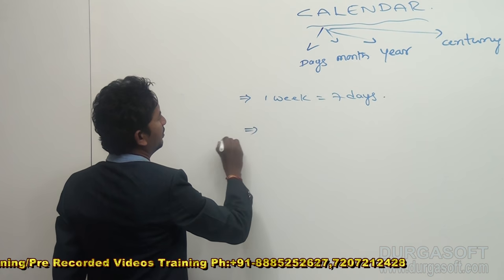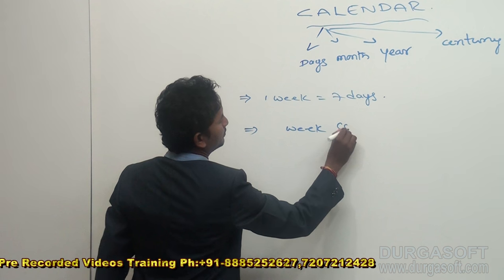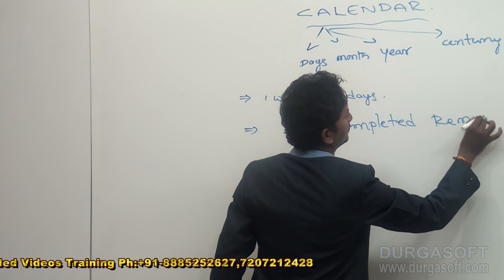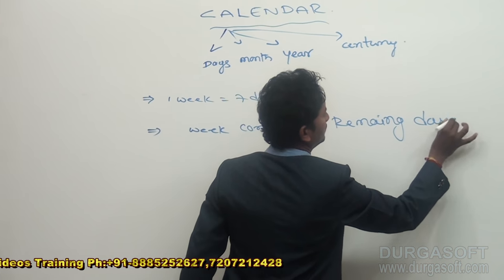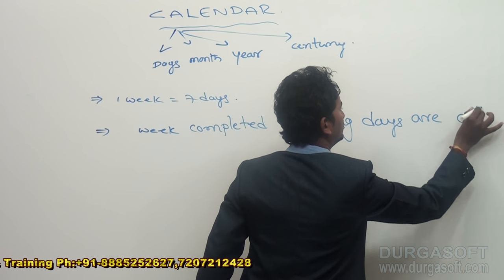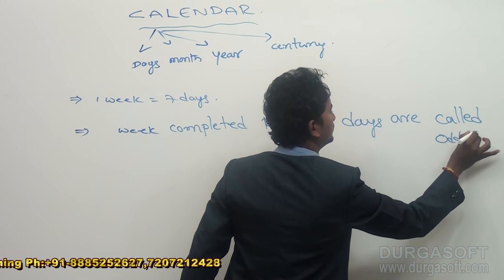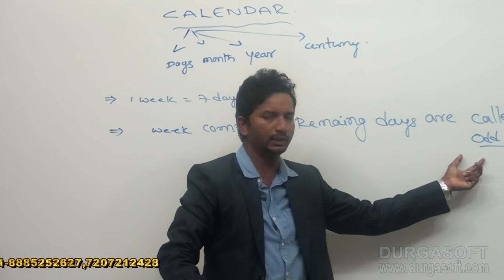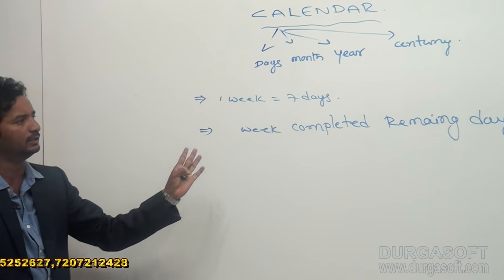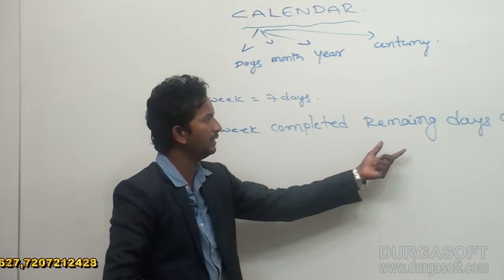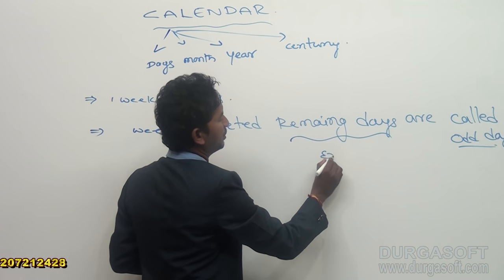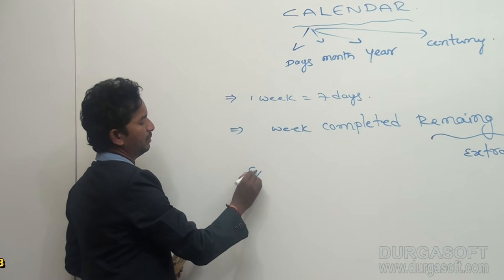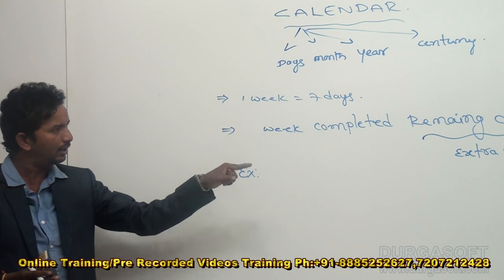So here, when the week is completed, the remaining days are called odd days. So in this one again, I can express the odd day as nothing but when the week is completed, the remaining days are called odd days. Some remaining days, suppose we call them some extra days. So extra days are nothing but, let me take the best example, and what is the odd day here.